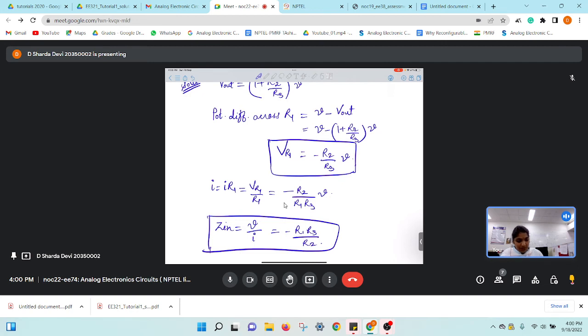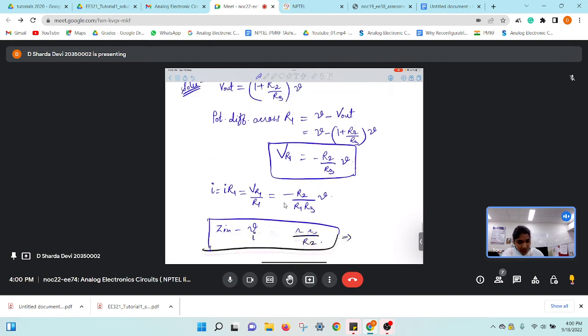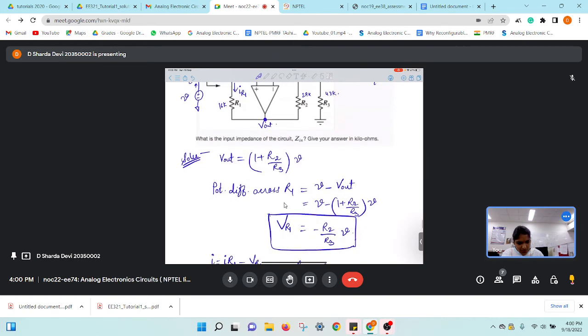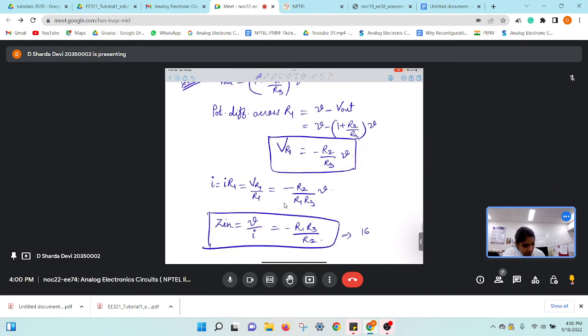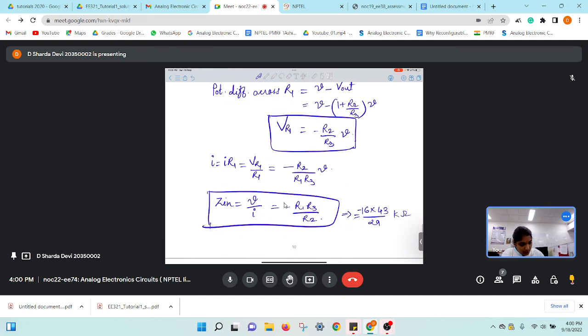Yes, Zn. Now what we have to do is simply substitute the values. R1 was how much? 16, R2 29, R3 43. So 16 into 43 by 29 kilo ohms. How much is this? Minus 23.72 kilo ohms. So that is the answer.